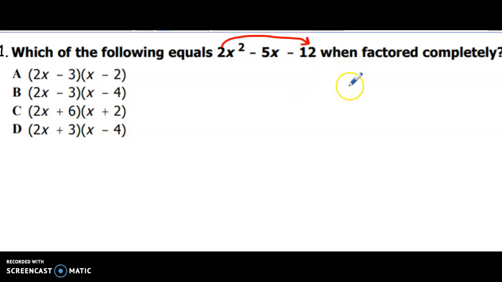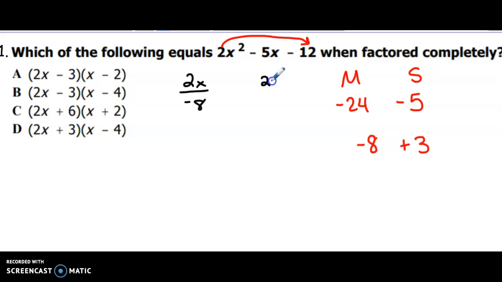So we multiply 2 times a negative 12, and we get a negative 24. And then we look at our middle term, and when we subtract our two factors, we should get a negative 5. So that basically tells me that I'm going to use negative 8 and a positive 3. So then I come back and I take the 2x and I divide it by a negative 8, 2x, and I divide by 3. Can't reduce this one, but I can reduce this by 2, and that gives me x over negative 4.